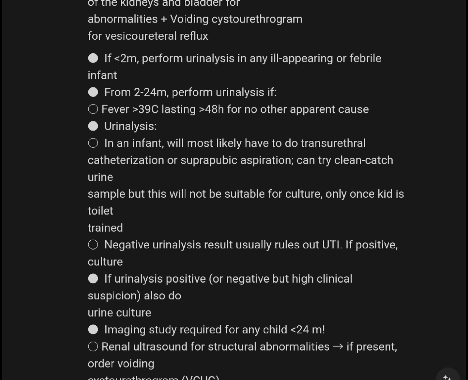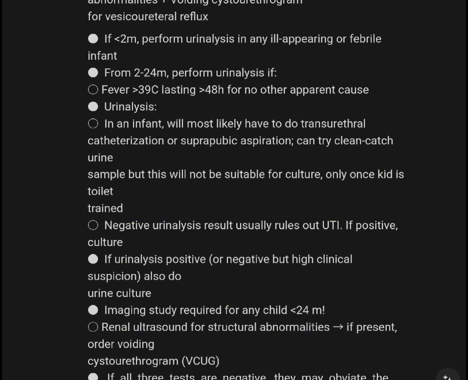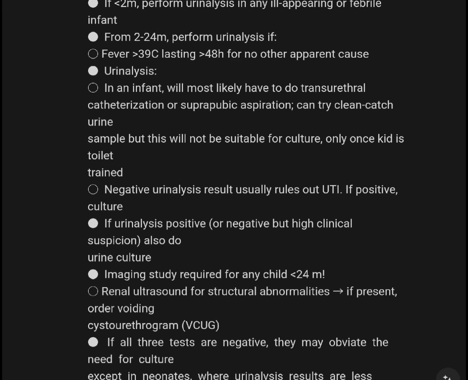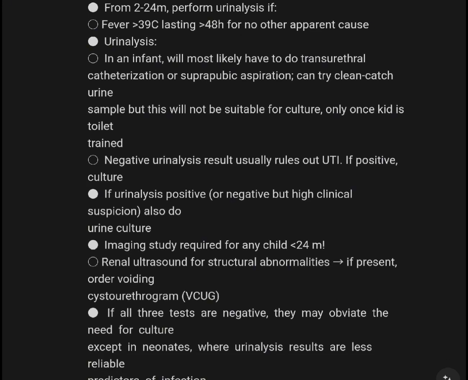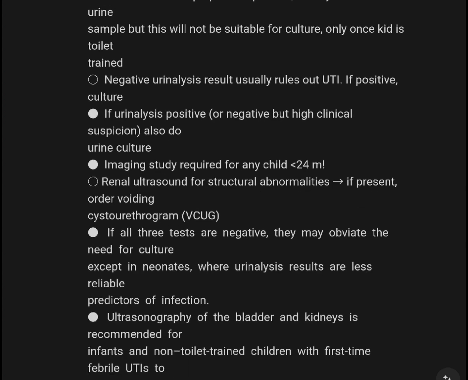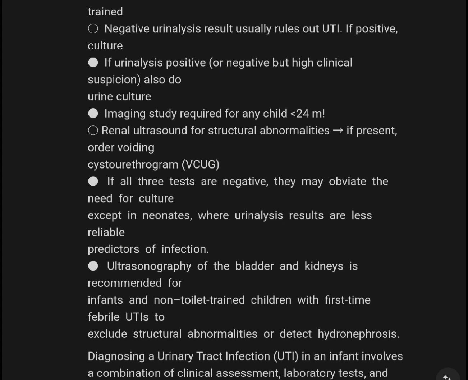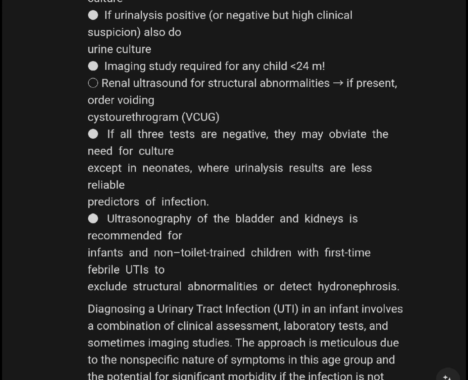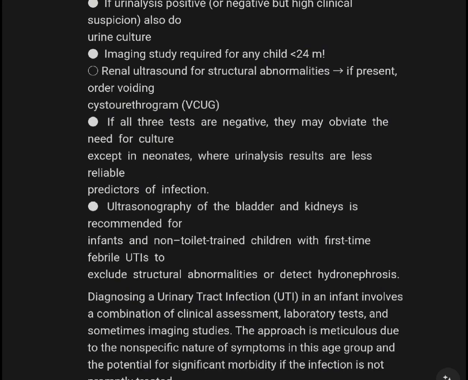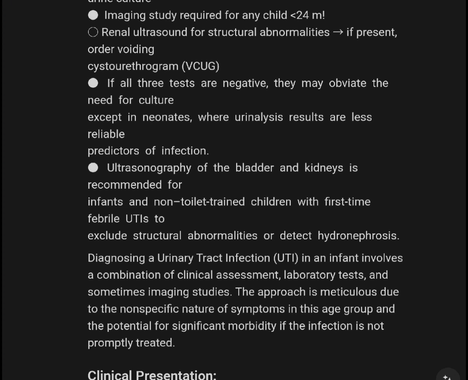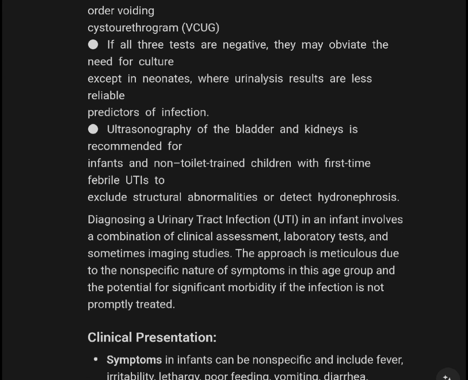Only once toilet trained. A negative urinalysis result usually rules out UTI. If urinalysis is positive, or negative but there is high clinical suspicion, also do a urine culture. Imaging study is required for any child under 24 months, and renal ultrasound for structural abnormalities. If present, do voiding cystourethrogram, VCUG. If all tests are negative, they may obviate the need for culture except in neonates, where urinalysis results are less reliable predictors of infection.